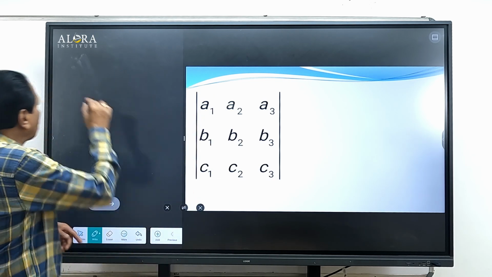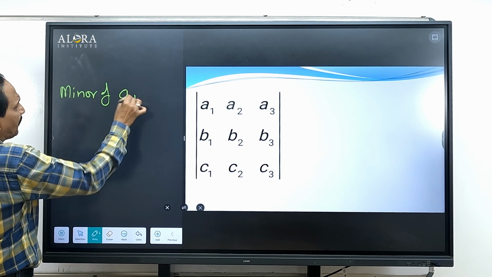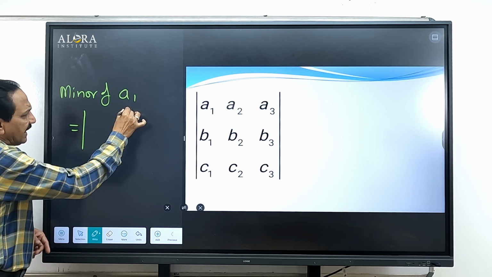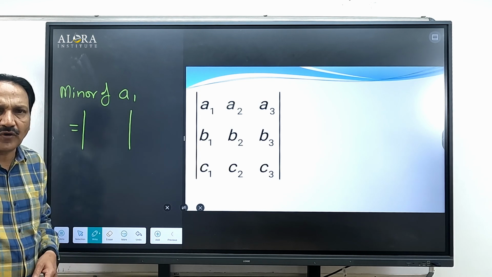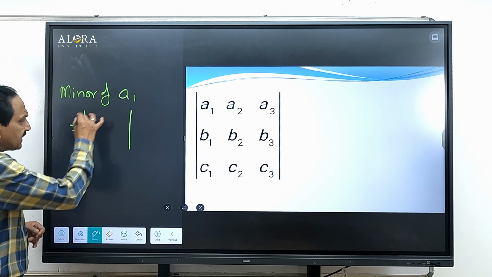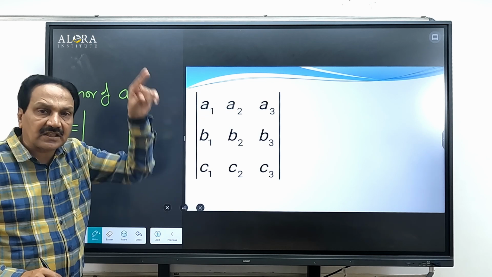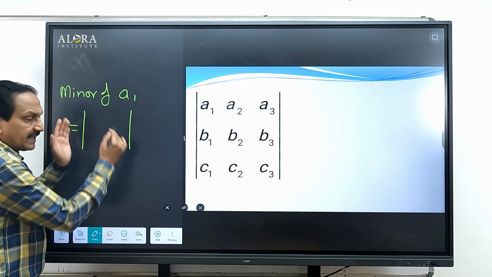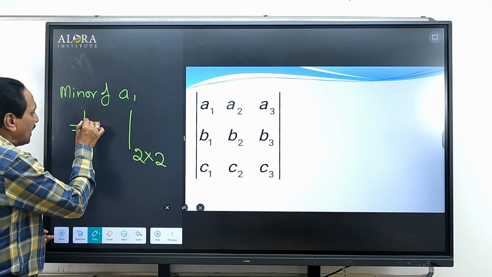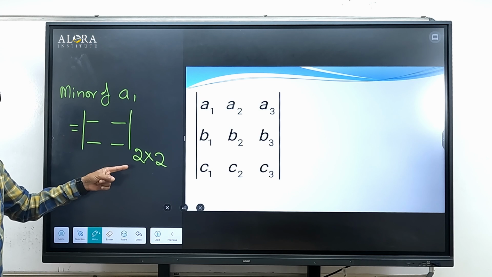Now we are going to write the minor of A1. How will you write the minor of A1? See here, it is written in the determinant form. Minor is written in the determinant form here. So inside this, how many elements do you expect? Since the given determinant is a third order, the minor will be second order. That means 2 rows and 2 columns will be there. You are supposed to write 4 elements here. This is called the minor.